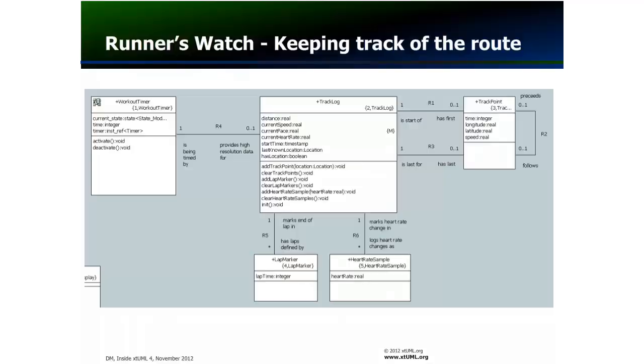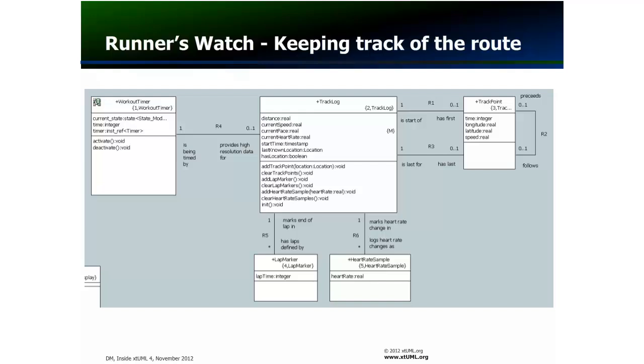Applying the described steps to the example of the runner's watch gives 4 class diagrams, 1 for each component. Now the primary data processing component is the tracking component, and here we have the associated class diagram. The role of the tracking component is to store the details of a workout and to provide processing services to the user interface component. So looking at the class diagram, we find that the TrackLog class has been allocated the role of managing data collection and responding to processing requests from the user interface.